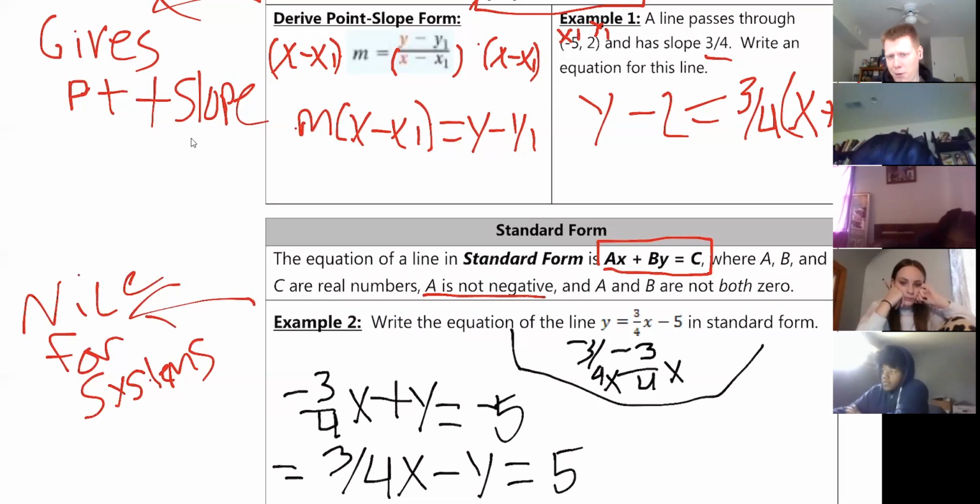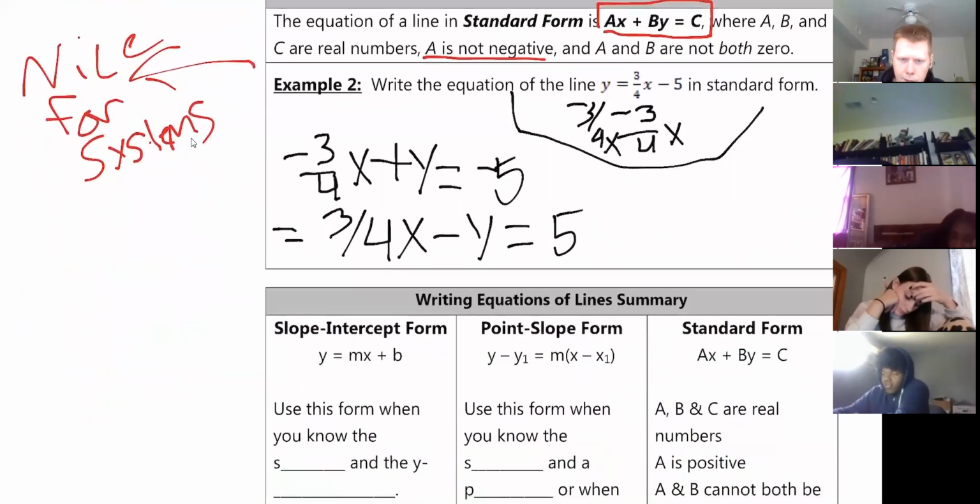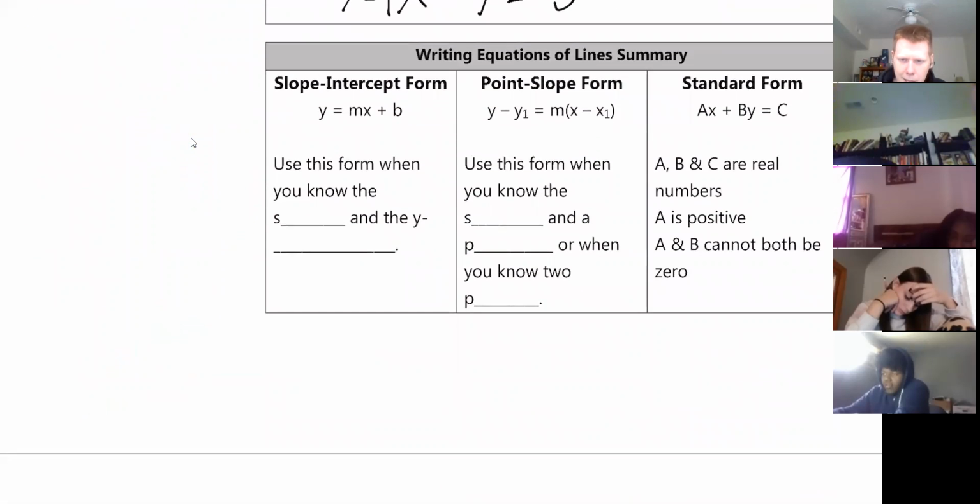It's not very helpful if you're graphing. This is not very easy to graph. You'd probably want to change it to one of the other forms. But it is nice if you're solving systems of equations to get them in this form. So that's all I got for standard form. It can be kind of a pain getting equations in standard form, depending on how messy they are. But like I said, it's nice for systems.